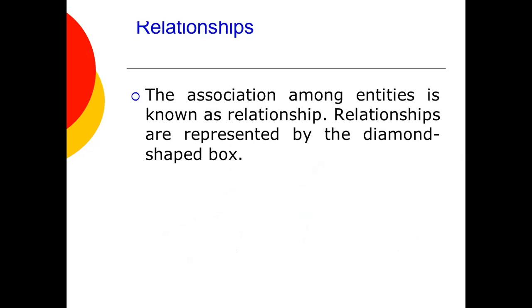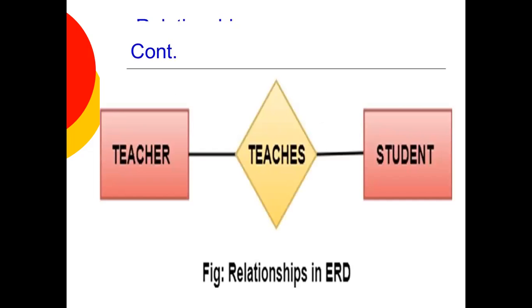Now the relationship. As we combine more than one entity, it forms a relationship. The association among entities is known as the relationship. Relationships are represented by the diamond shape. At the very start we already saw the relationship between the employee and the department. That diamond shape is called the relationship. Now let us consider an example, teacher and student.